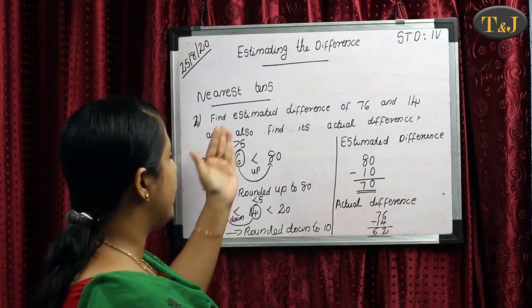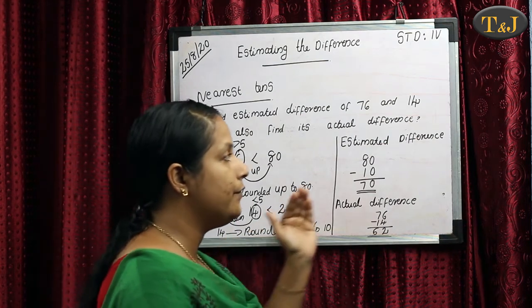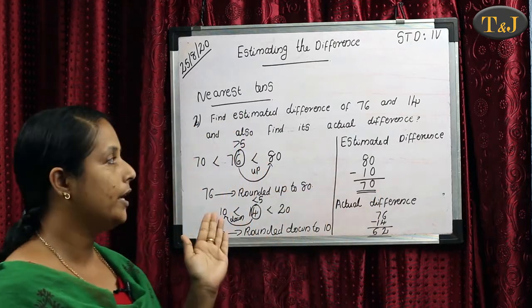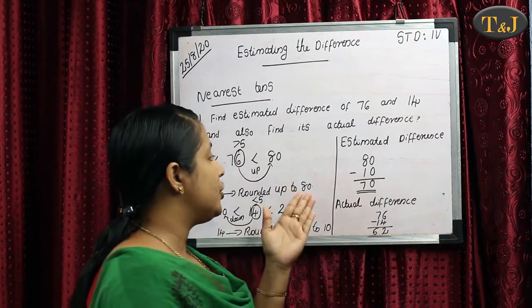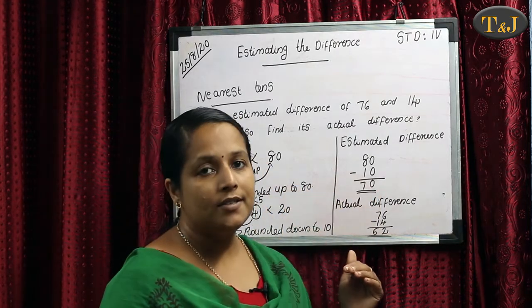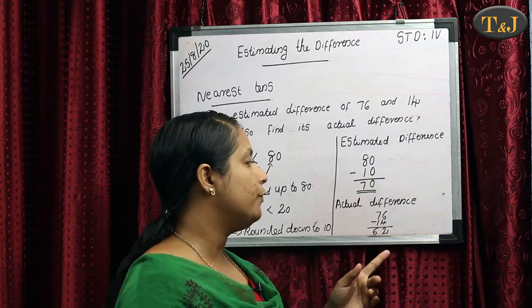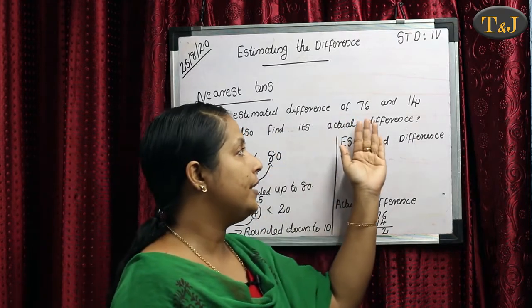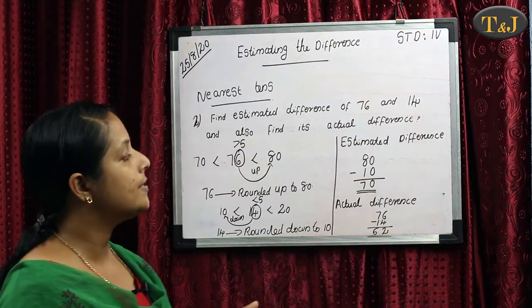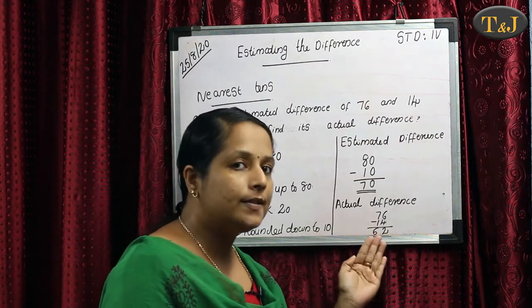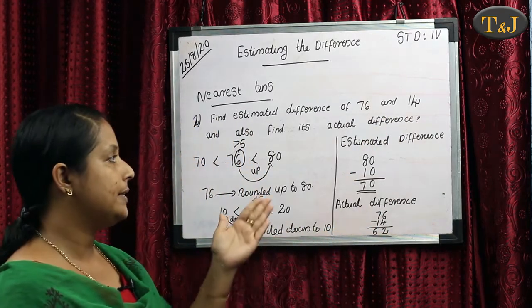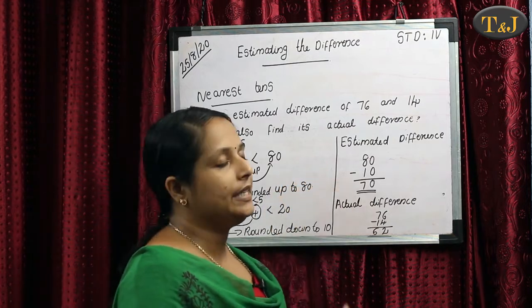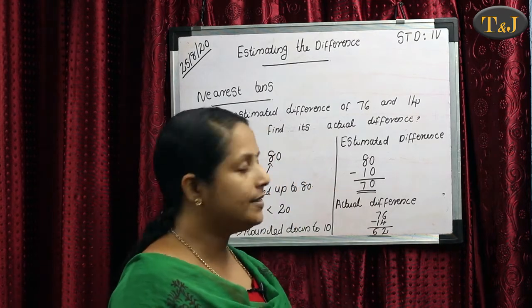Next we want to find out the estimated difference. Estimated difference means we are finding with the rounded numbers. That means 80 minus 10. 80 minus 10 equals 70. Next we want to find out the actual difference. That means the question numbers. Our question is 76 and 14. So 76 minus 14, we get the answer 62. Therefore, our estimated difference is 70 and our actual difference is 62.